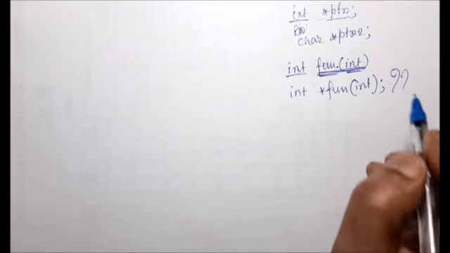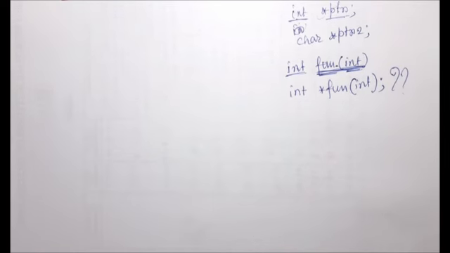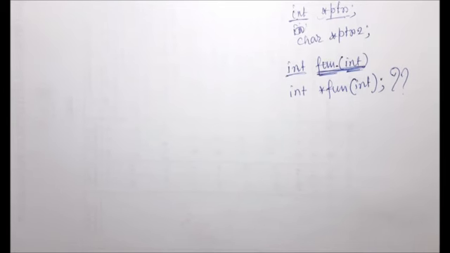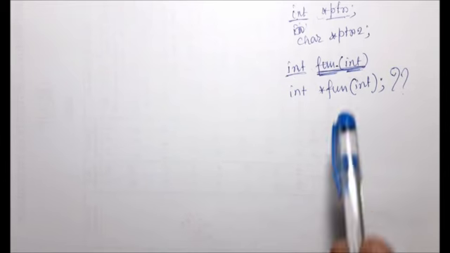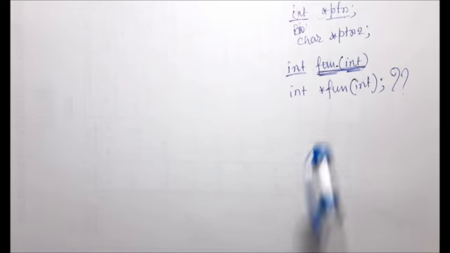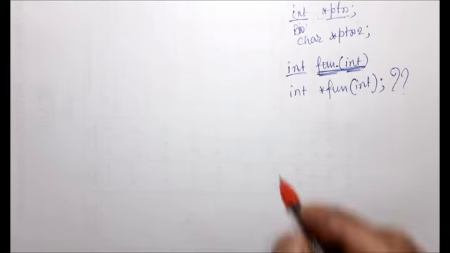Is it okay? It's not okay, because it means the function is a pointer which takes one argument, an integer argument, and it returns an integer type pointer. So the return type is an integer pointer, not a function pointer, right? So the return type is an integer pointer. So this syntax is not acceptable.